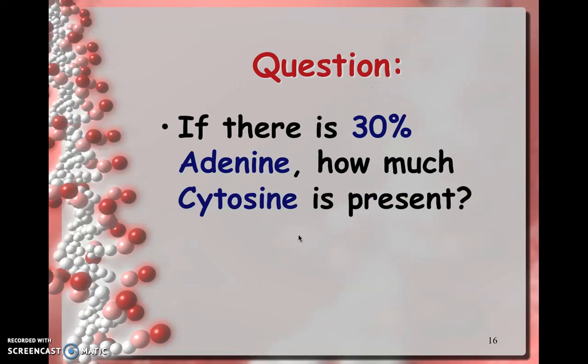This is a question that I'd like you to answer in your notes, and this should be the last thing that you'll add to this section. So if there's 30% adenine, how much cytosine is present? Please use what you know about base pair rules to answer this question into your notes.